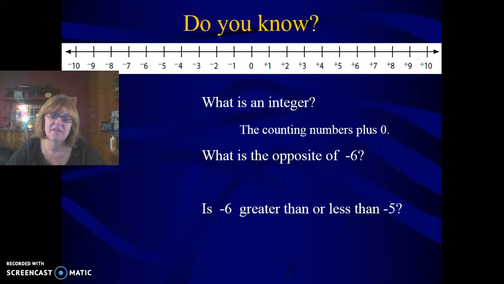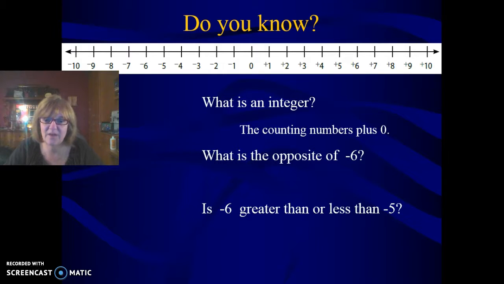Now, next question, think about this one. Tell me the answer. What is the opposite of -6? Do you know? What do you think? Well, if you said the opposite of -6 is +6, you're absolutely right. They are opposites. They cancel each other out if we added them together, right? 6 minus 6 is 0.